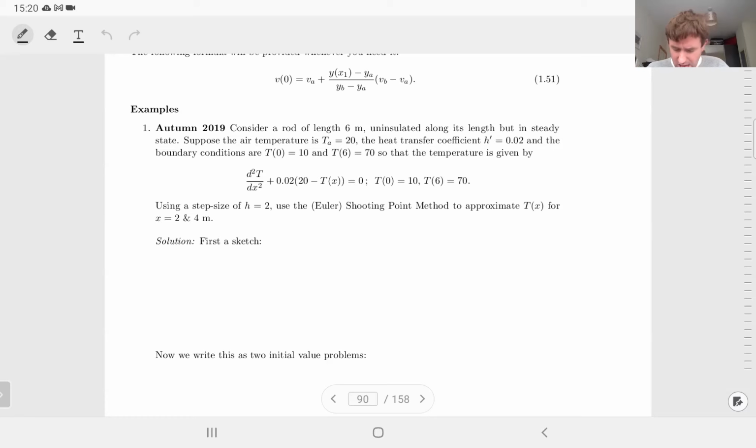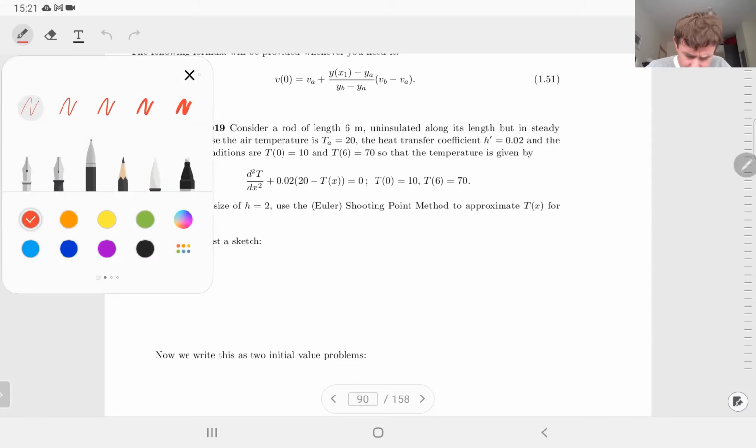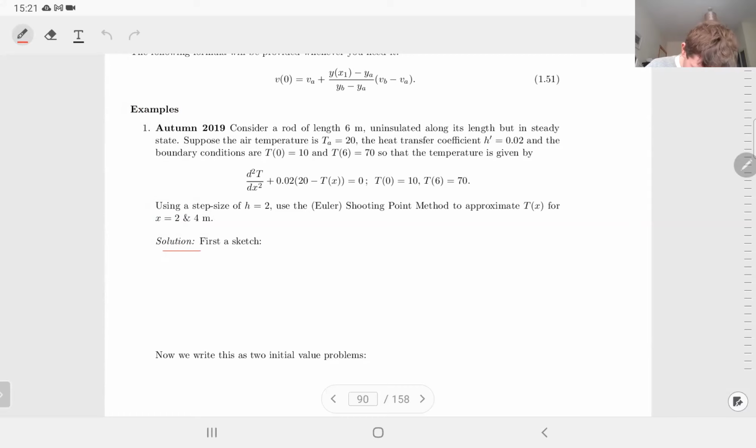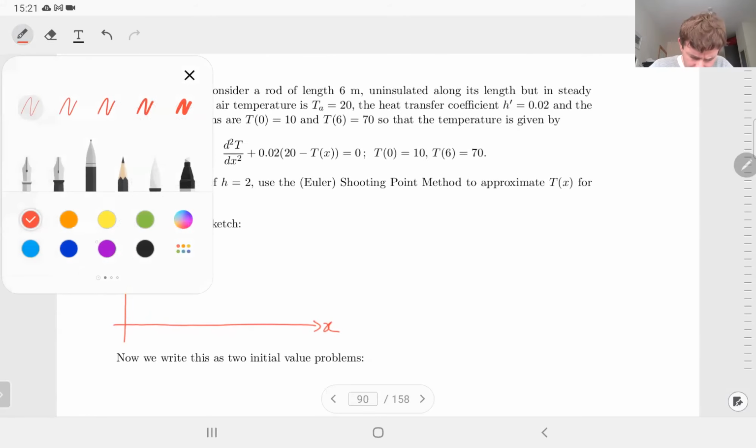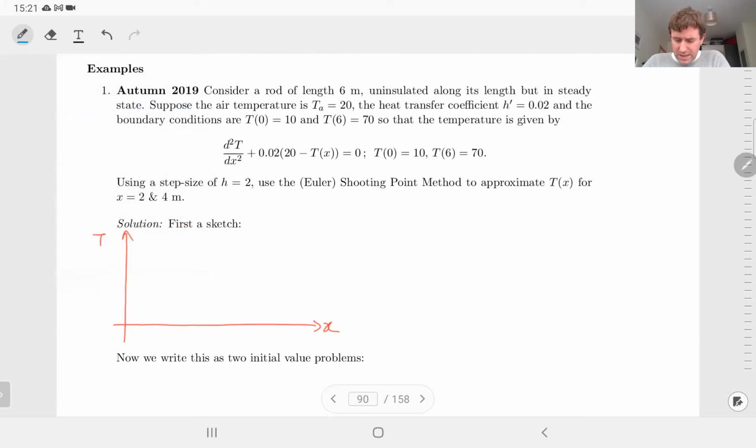So first of all, a sketch. And I think we'll do 2 sketches if we can. The important one is the graph, and then maybe just a picture of what's actually going on. So the important one is we've got T of x here, that's temperature, against distance along the beam. T of 0 is 10. So the temperature at x equals 0 is 10. So this is the point (0, 10). That's on the curve. And the other one is at x equals 6. It goes to 70.